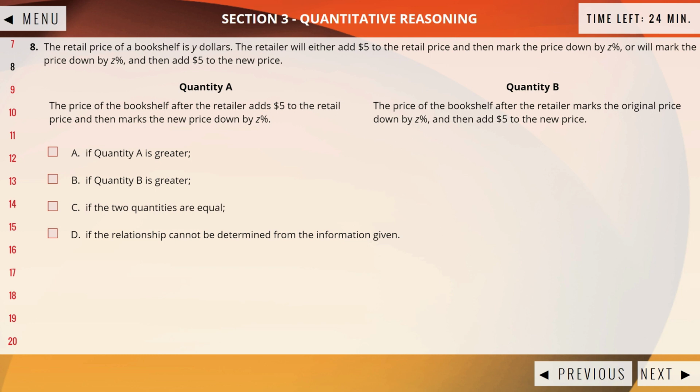What if Z is 0%? Adds 5, but then the two quantities would be equal, right? If Z is 0, you add 5 and then mark it down by 0. So that would be 105. But if they mark it down by 0, as in it doesn't change at all, and then add 5, it's 105. So surely the answer has to be D, because they never said that Z had to be a positive number. So I'm pretty convinced.